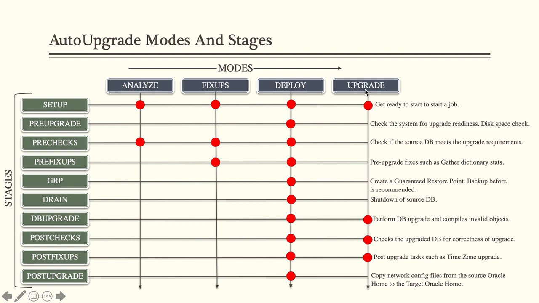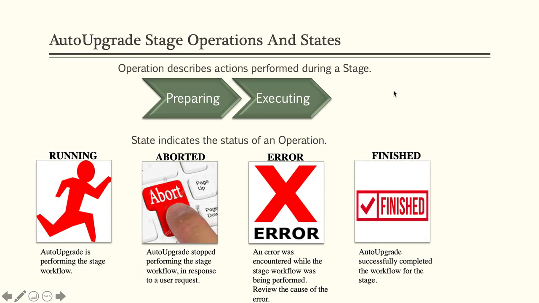and what happens as part of that upgrade. Let's quickly move on to understanding operations and the states of each of the operations. As I said, this entire auto upgrade will perform the upgrade by breaking it into multiple modes. Then those modes have stages. The stages are nothing but a collection of actions that will be performed. Those are called operations.